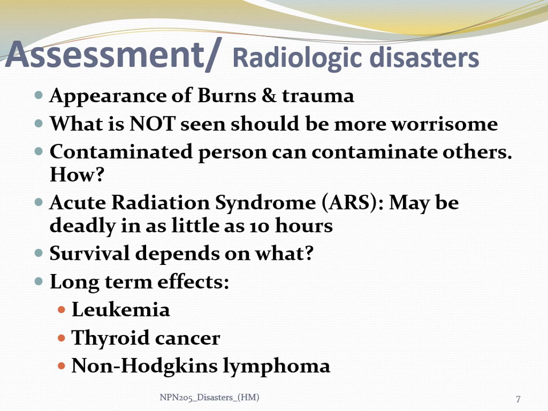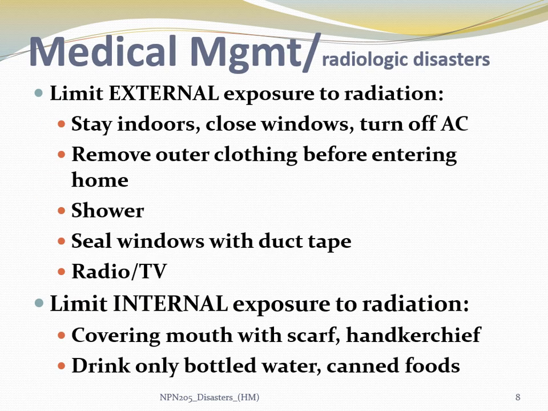Long-term effects of radiologic disasters are going to be illnesses such as leukemia, thyroid cancer, non-Hodgkin's lymphoma, genetic or teratogenic effects of infants. Okay. Then we have, continuing on with medical management for radiologic disasters, the first most immediate concern in any kind of radiologic disaster is going to be to limit your external and internal exposure to radiation. Very first, most immediate concern. Limiting your external and internal exposure to radiation, okay?